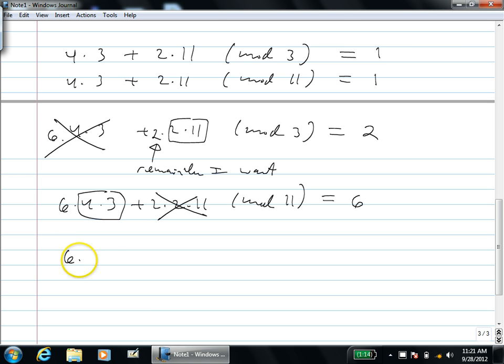Incidentally, 6 times 4 times 3 happens to equal 72. And 2 times 2 times 11 happens to equal 44. And the sum of those two things is 116. So 116 is a number that satisfies the two equations. If you divide it by 3, you do get remainder 2. If you divide by 11, you do get remainder 6. Yes? Would that be the lowest?